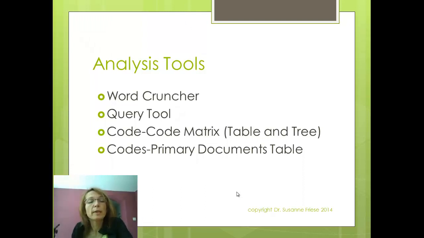So if you open the analysis menu, you see we have the word cruncher, we have the query tool, the code matrix, table entry, views, and the code's primary document table. The last option you mainly need for case-based comparison. If you want to compare your females and males, or your 20-year-old with your 40-year-olds, or different locations, so different characteristics of your data, or different document types, different years, and so on.